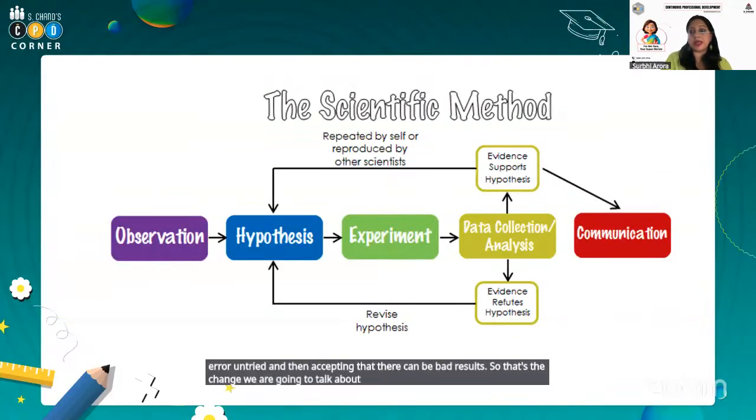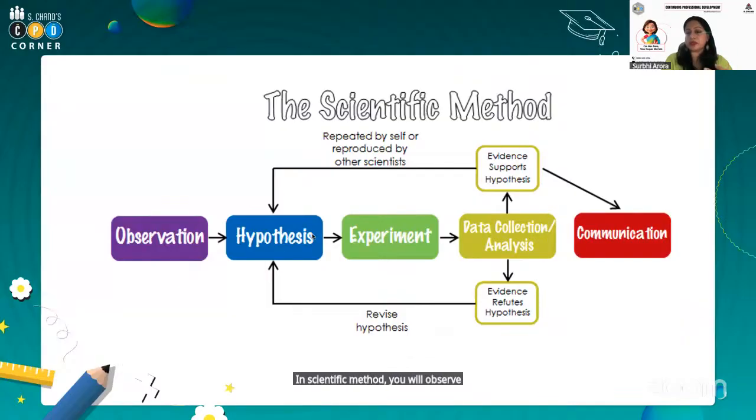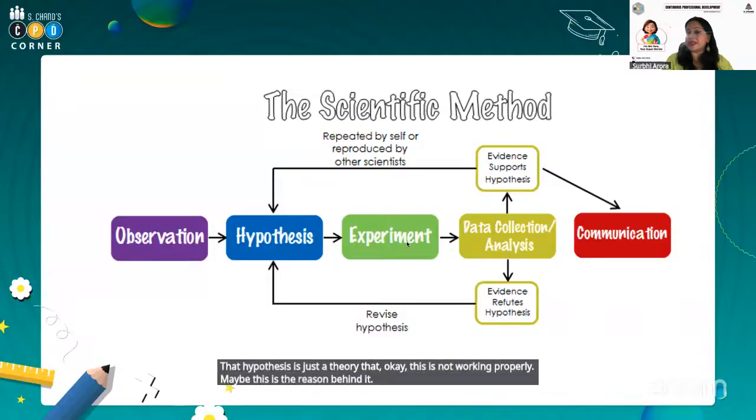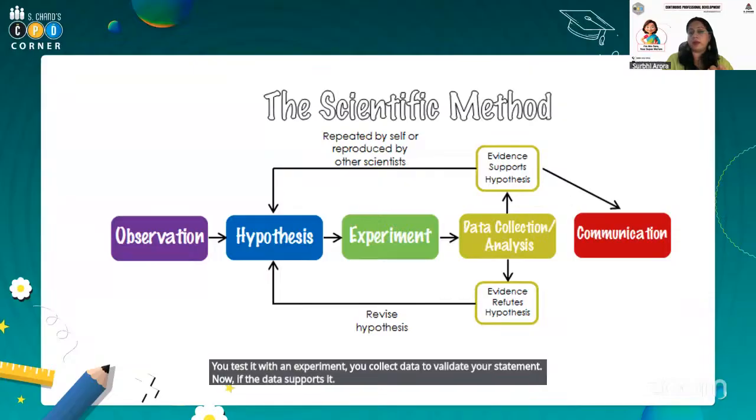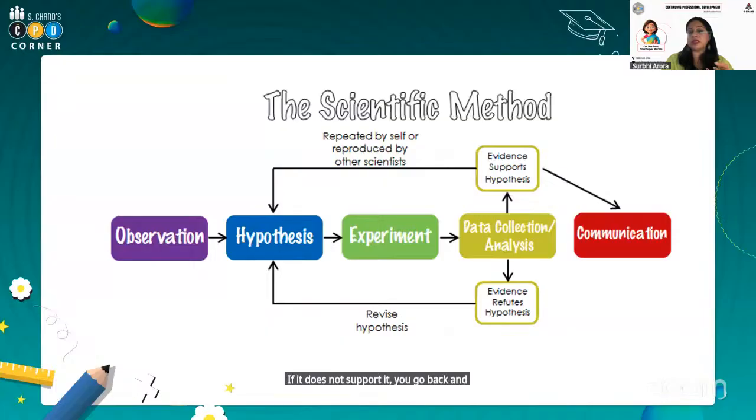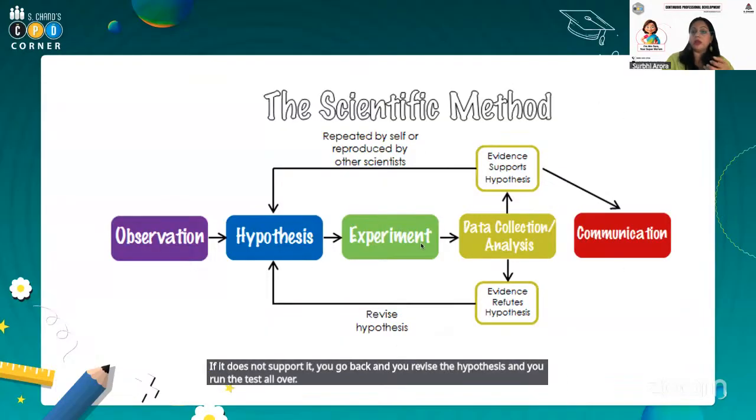When we talk about STEM, there are two kinds of methods. You understand the scientific method, but in STEM we follow engineering design. I'm just giving you a bit of awareness about the scientific method. In the scientific method, you observe something and you form a hypothesis. That hypothesis is just a theory: okay, this is not working properly, maybe this is the reason behind it. You test it with an experiment and collect data to validate your statement. If the data supports it, you communicate that this is the solution. If it does not support it, you go back, revise the hypothesis, and run the test all over again with new changes.